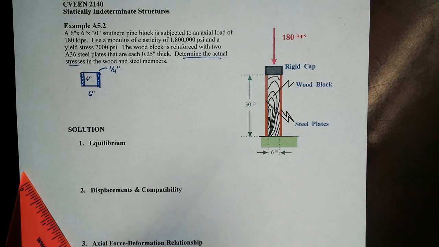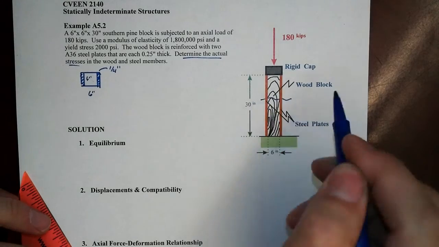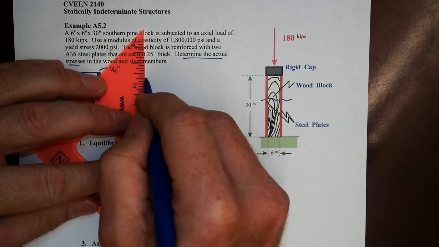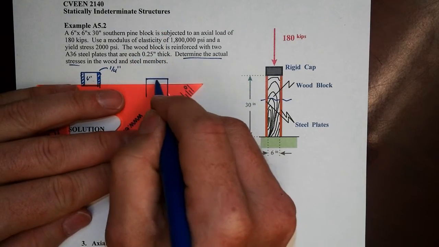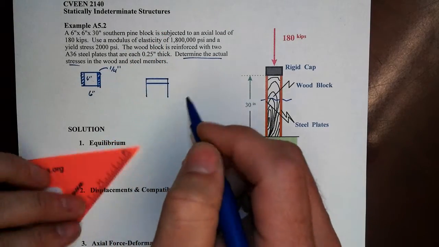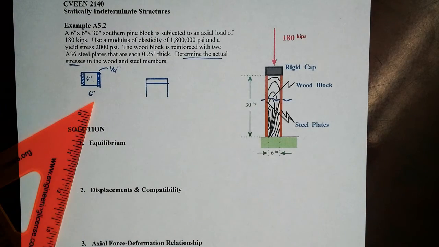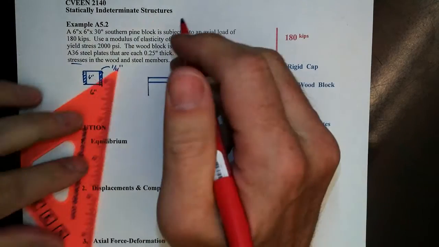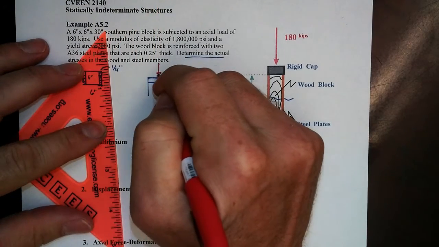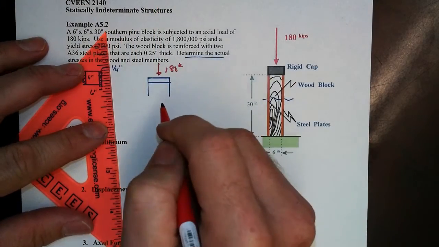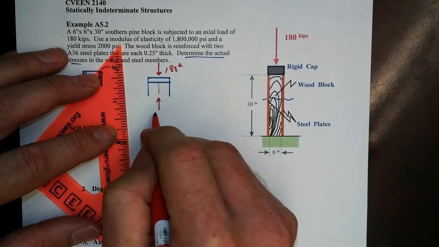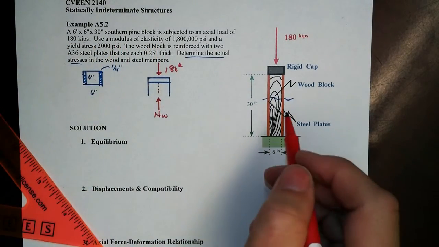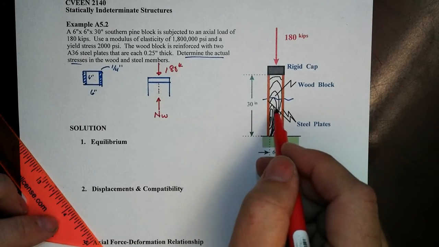Right? So from an equilibrium standpoint, if we come along and cut the cross section and then draw our free body diagram from the side, we've got this rigid cap up at the top. We have a concentric load on a concentric system, and so there's our 180 kips, and then we've got our axial force in the wood. The question then becomes, how do we want to handle the steel?